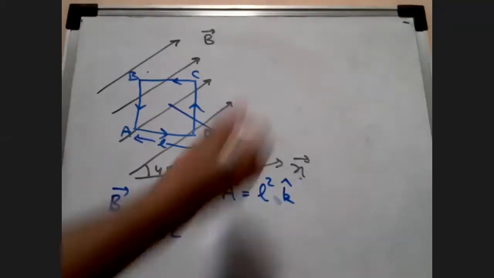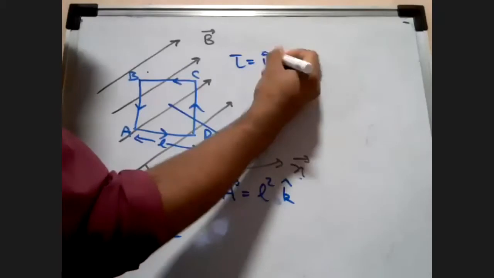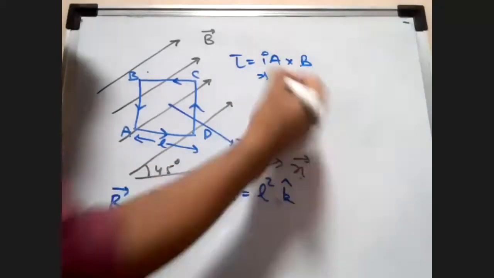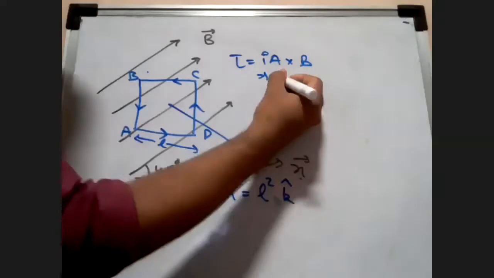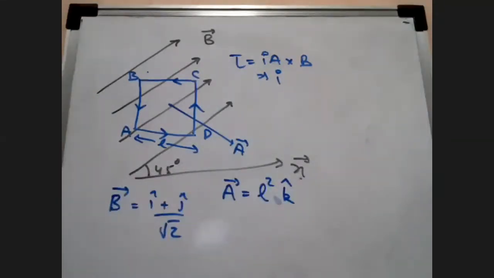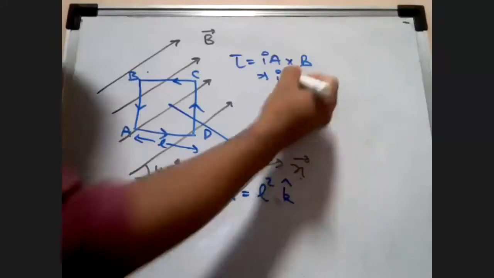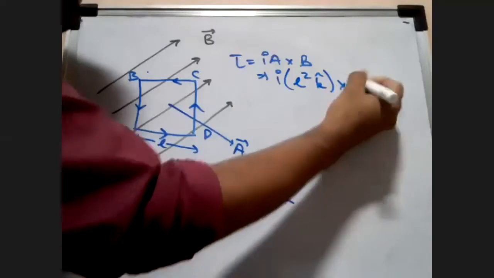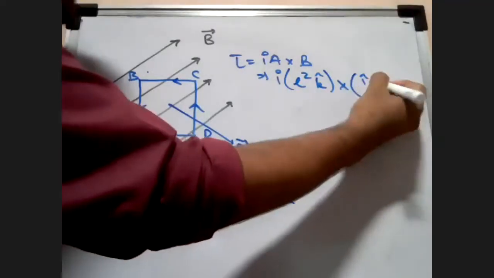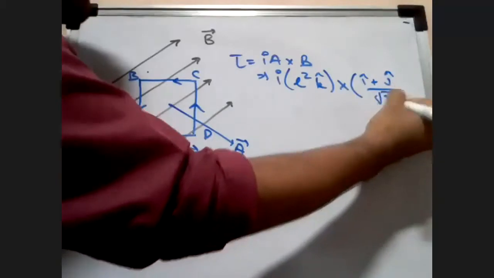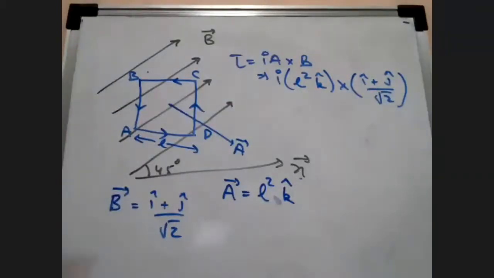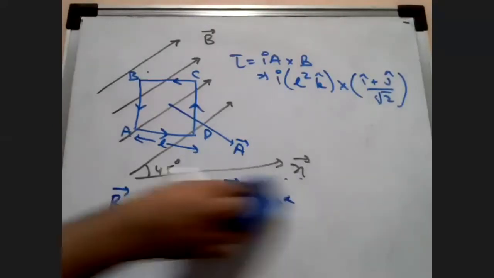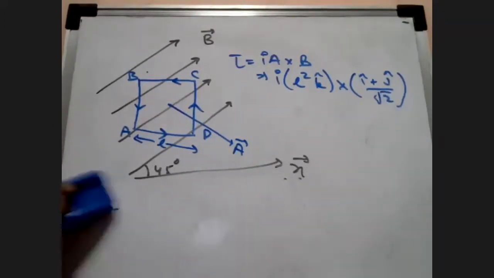Now just substitute it in the torque equation, I A cross B. What will you get, students? First solve this. It will be I, and then what is the area vector? L square k cap cross product I cap plus j cap by root 2. Yes or no? So if we solve this, what will we get? Students, try to solve it fast.